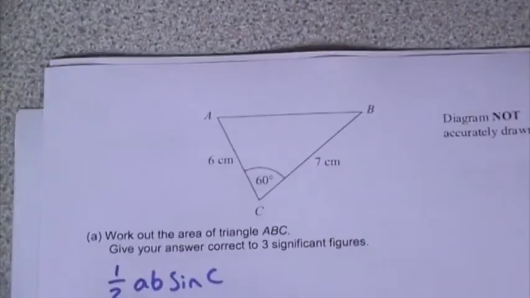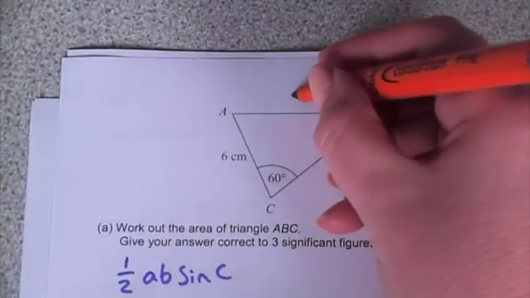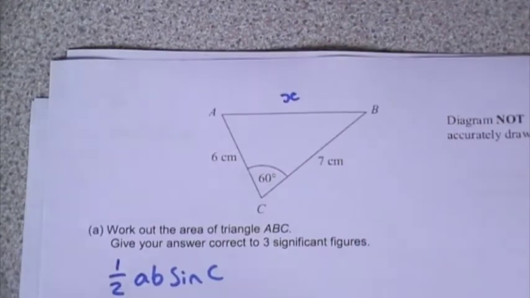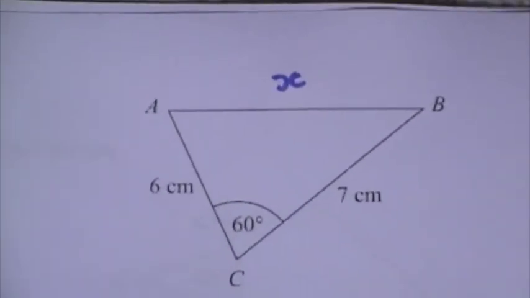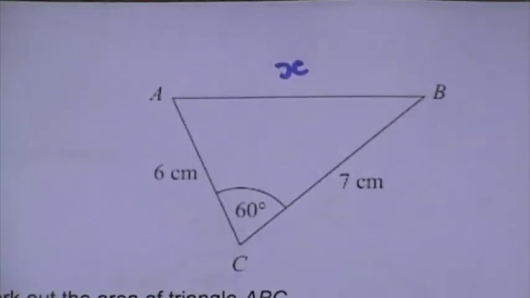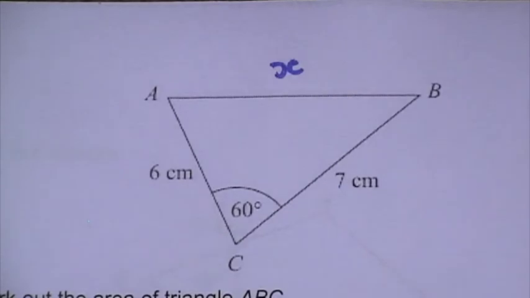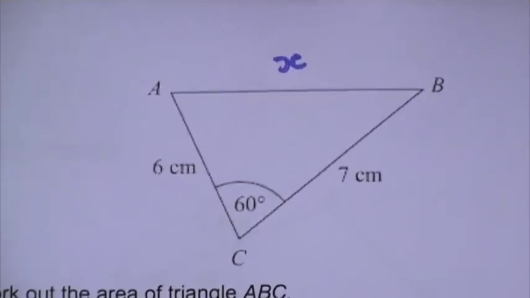So if you look again at the question, they want you to find the length of side AB. So I'm going to call that x. I'll zoom in. Feel free to go ahead and use the cosine rule to find that length. Press pause. When you're ready for the answer, press play.